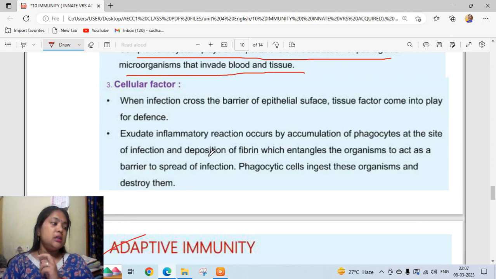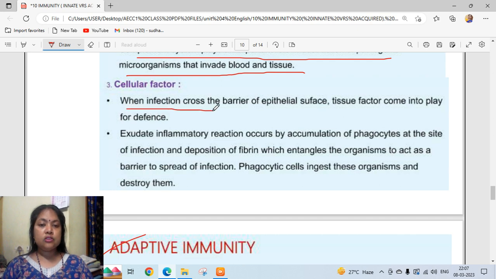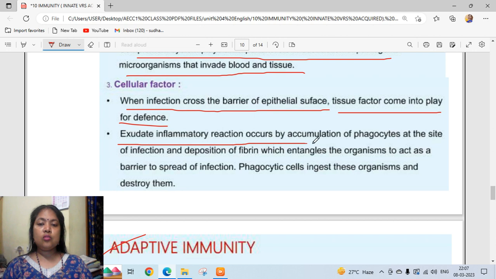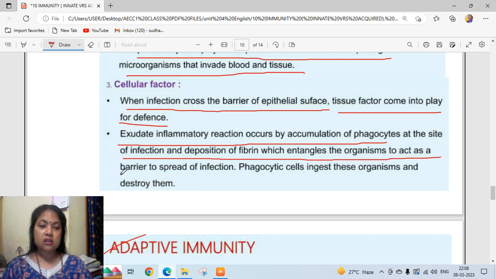Okay, and there are some cellular factors also. What are these? When infection crosses the barrier of the epithelial surface tissue, these factors come into play for defense. The exudative inflammatory reaction occurs by accumulation of phagocytes at the site of infection and deposition of fibrin, which entangles the organisms and acts as a barrier to spread of infection. Then phagocytic cells ingest these organisms and destroy them.